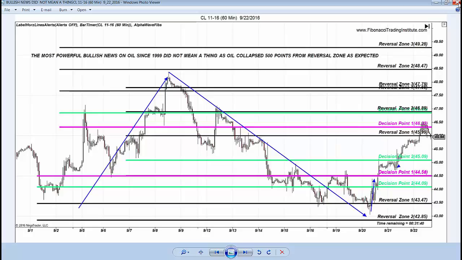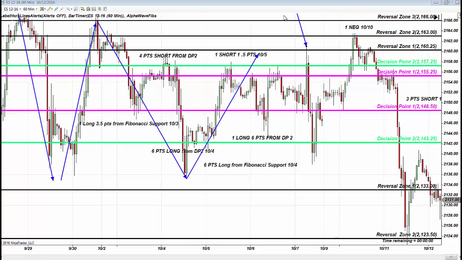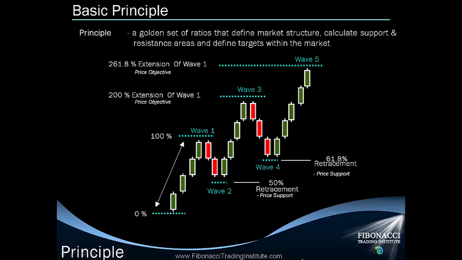Fibonacci will override any news. Price comes to a reversal zone. You monitor for reversal, and you take a trade only if the rules are met. And that's the key. Inception of the trend is everything. You never trade against the trend.